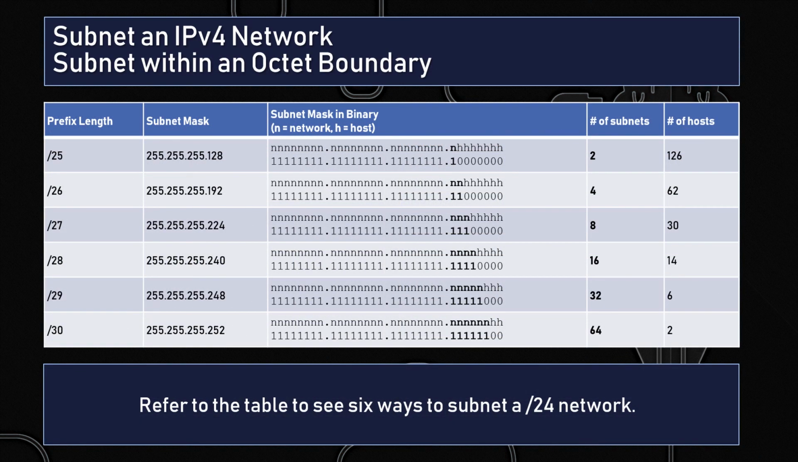Now here we see some borrowing for a /25 through /30. And we can see the number of subnets and hosts kind of invert a little bit. So 2 times 126 is 252. And then we have 4 times 62, which is 248, 8 times 30, which is 240. So we see that while the numbers are close, they are diminishing each time, and that's because we keep adding the broadcast address and network address for each subnet.